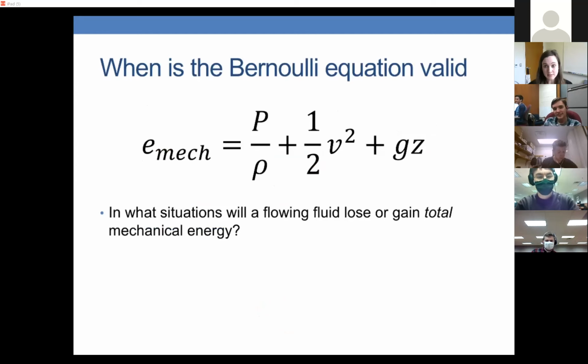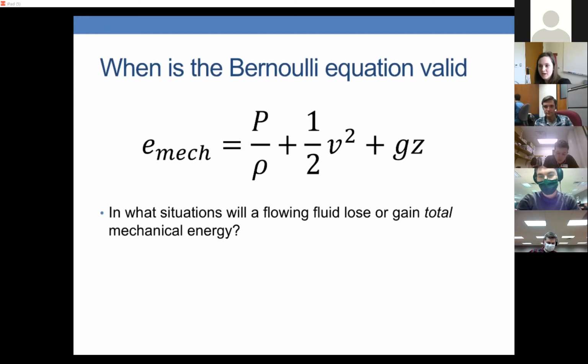Now, remember I said that the Bernoulli equation is valid for when total mechanical energy remains constant. So who can think of a situation, and let's have people answer in the chat again, in which a flowing fluid will lose or gain total mechanical energy? So instead of just trading in between these three things, it will be gained or lost.